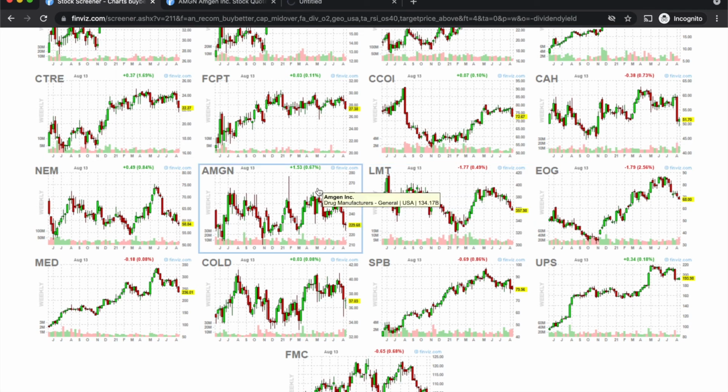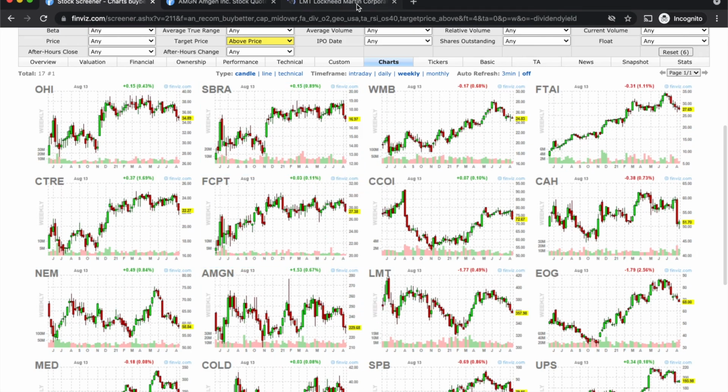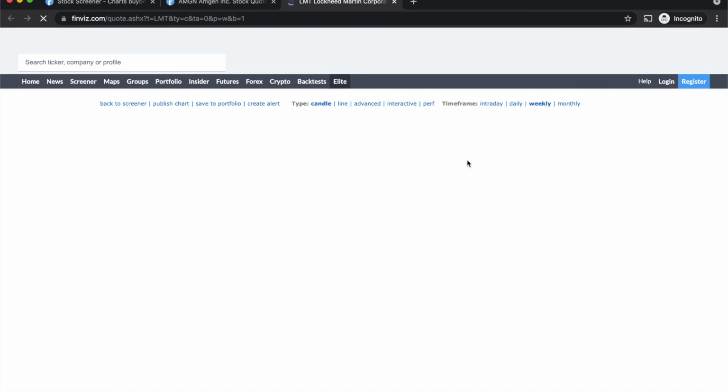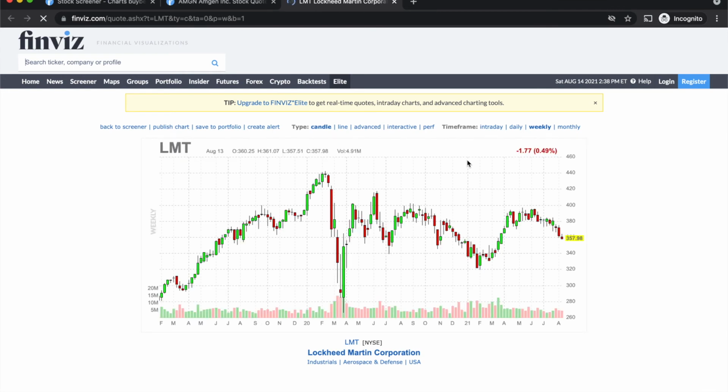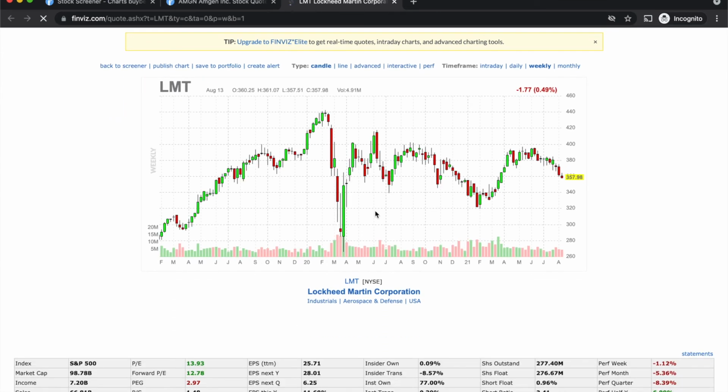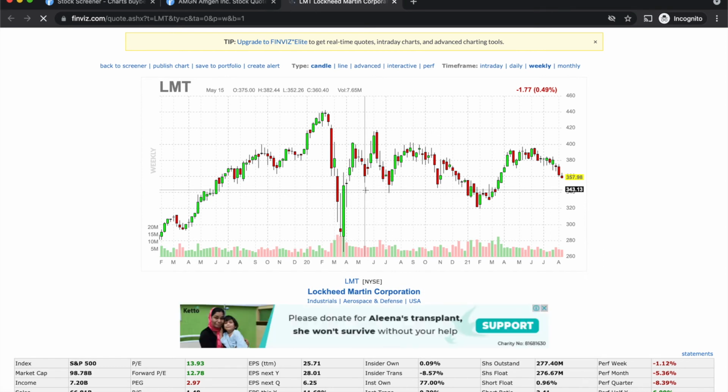Let's look at Lockheed Martin as well. Lockheed Martin again is a big company in the defense sector, and they basically have a lot of contracts with the US government as well. So if you see here, again, this is a pretty strong support level. LMT, sorry, is not there right now. It's trading around $358. The level is at around 340, $345.